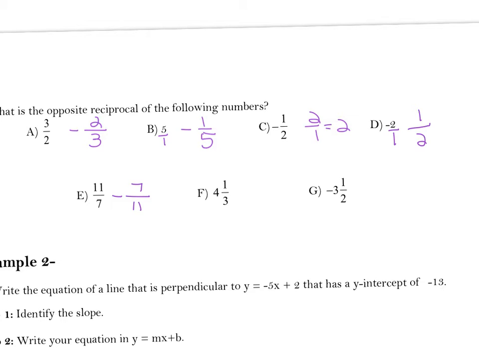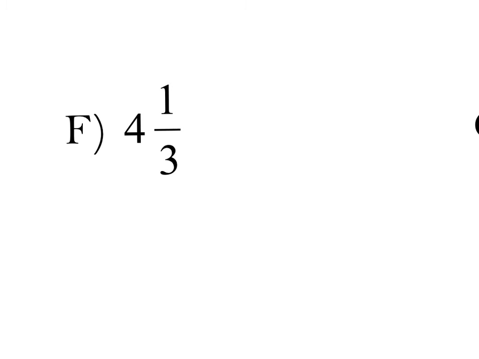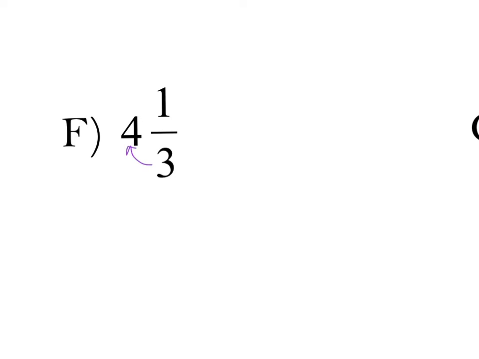Letter F and letter G are kind of tricky. When we do these, in order to get the opposite reciprocal, we must change it into an improper fraction. As a refresher on how to change this into an improper fraction, you take 3, the denominator, and you multiply it. Whatever that answer is, you add it, and then you keep it all over that denominator.